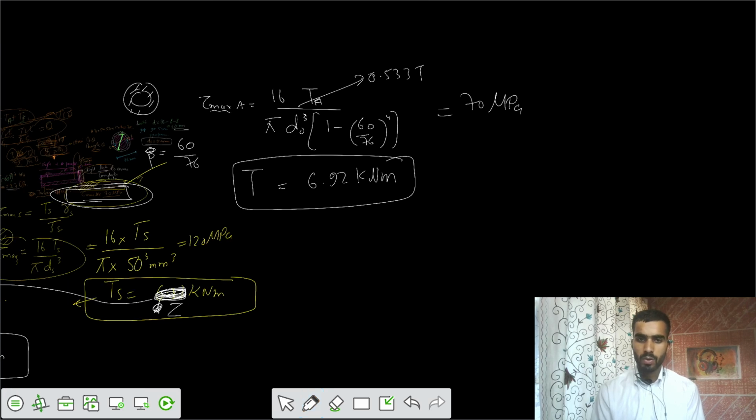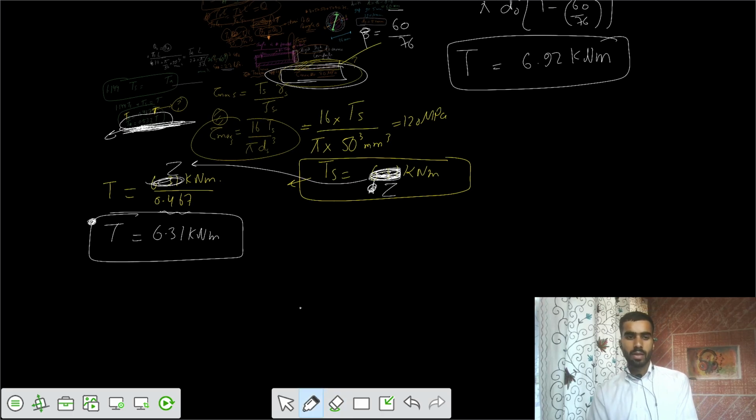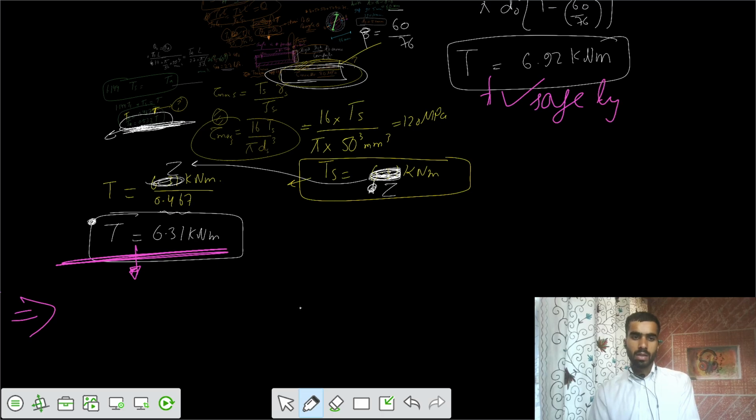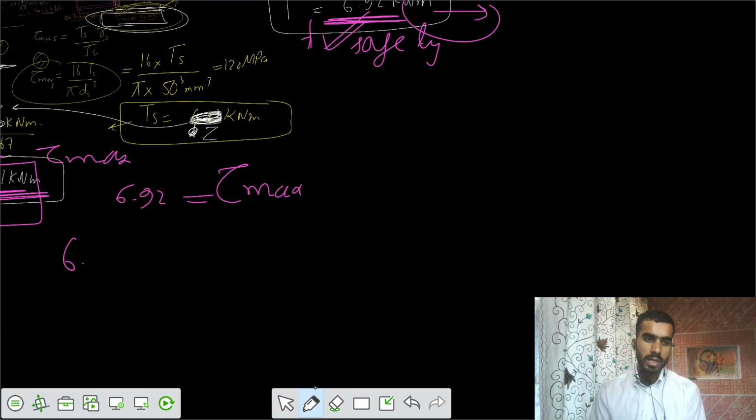So finally, you got two different values of torque, and the problem asks how much torque you can apply that should be safe. If you apply this amount of torque, your aluminum would be safe. But if you apply 6.92, the maximum torque your steel can have at tau max is 6.31 only. So the stresses in the steel would be greater than tau max.